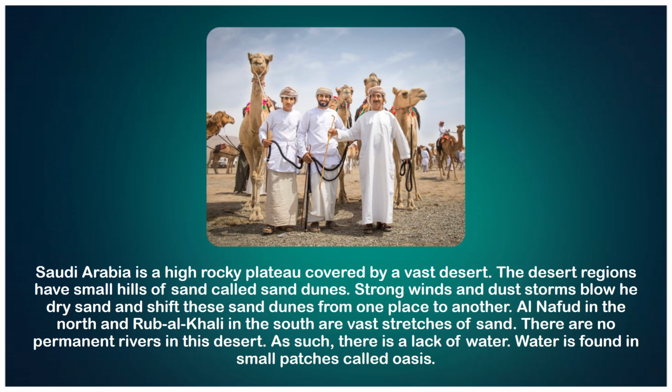Saudi Arabia is a high rocky plateau covered by a vast desert. The desert regions have small hills of sand called sand dunes. Strong winds and dust storms blow dry sand and shift these sand dunes from one place to another. Al Nafud in the north and Rub al Khali in the south are vast stretches of sand.